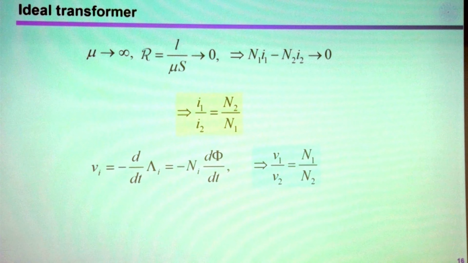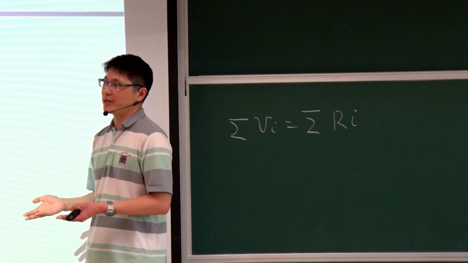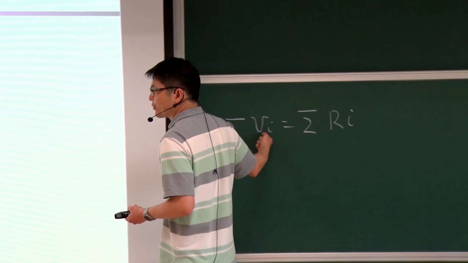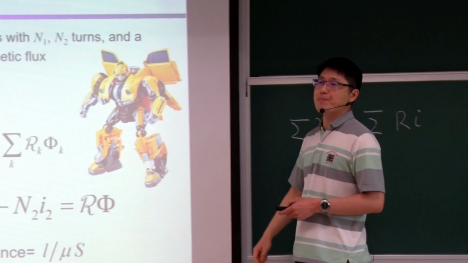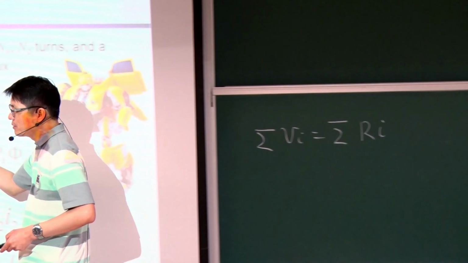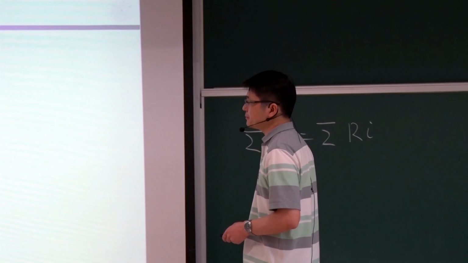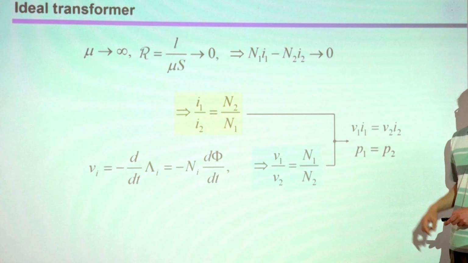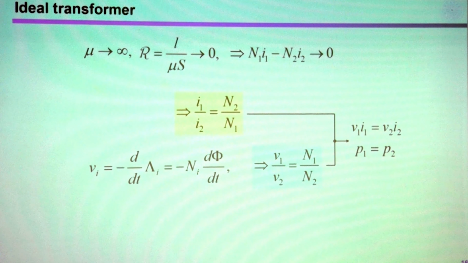You don't really have to memorize anything once you understand how a magnetic circuit works. This is Kirchhoff's law for the electric circuit, and this is the equivalent form for a magnetic circuit. Once you know the physical meaning and the operational principle, you don't have to memorize anything. All right, so power equals V times I. So basically, the power remains constant on both coils.